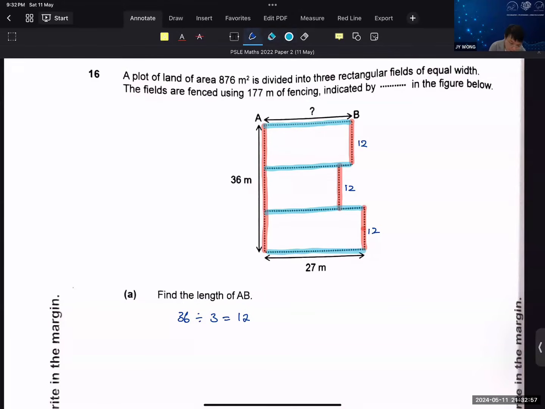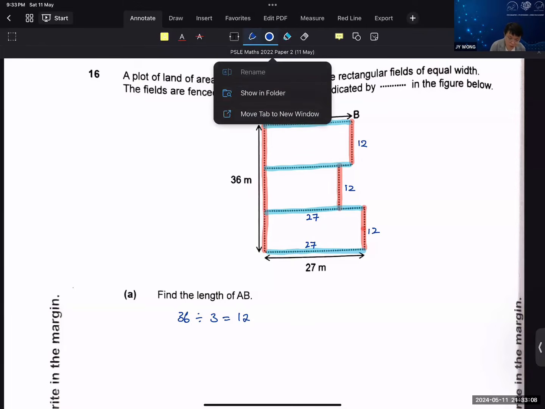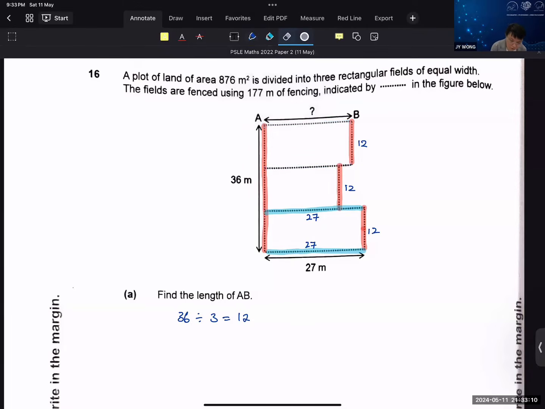But what do they tell us? We know that this part is 27. We know that this part is 27. Do you see what you need to do now? Maybe I change a different color. Can you see what your yellow perimeter is now? It's very obvious actually when you highlight it, interestingly.